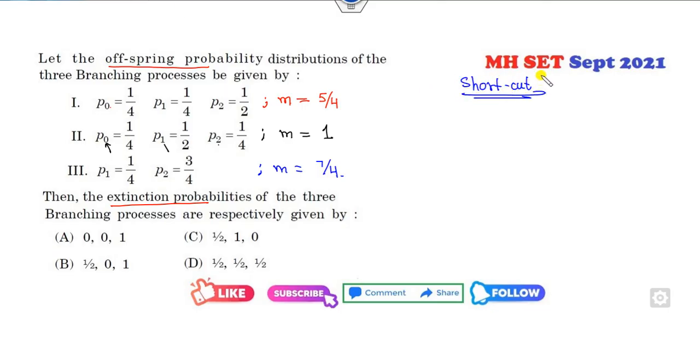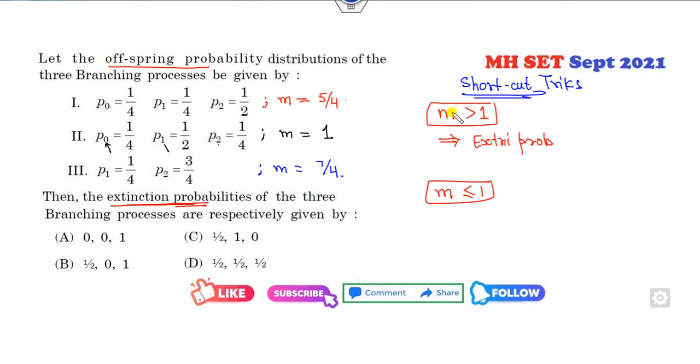Shortcut trick. Whenever m is greater than 1, the extinction probability should be less than 1. There are two cases: either m is greater than 1, or m is less than or equal to 1. Whenever m is less than or equal to 1, the extinction probability is 1. So when m is greater than 1, the probability will be less than 1.